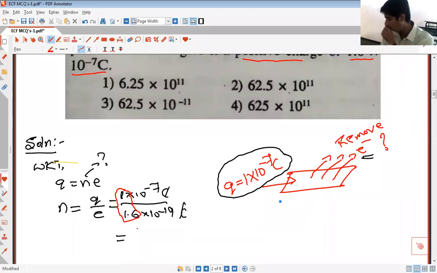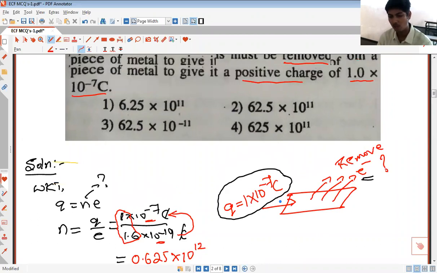1 by 1.6 is 0.625 into 10 power minus 7 in the numerator, and 10 power minus 19 in the denominator. When this 10 power minus 19 goes to the numerator, it becomes 10 to the power of plus 19. So 10 power minus 7 plus 19 becomes 10 to the power of 12.